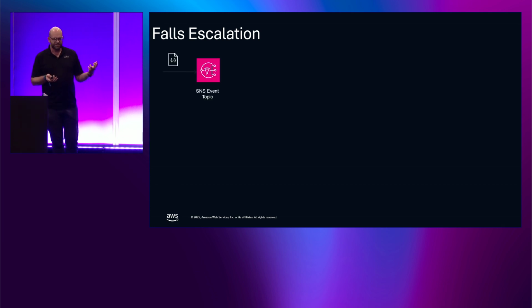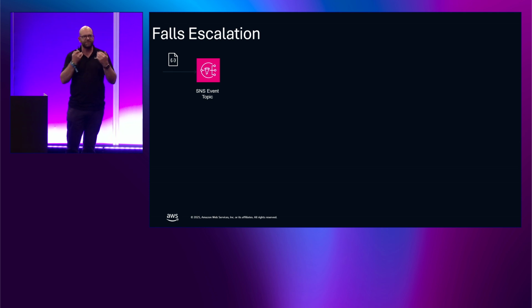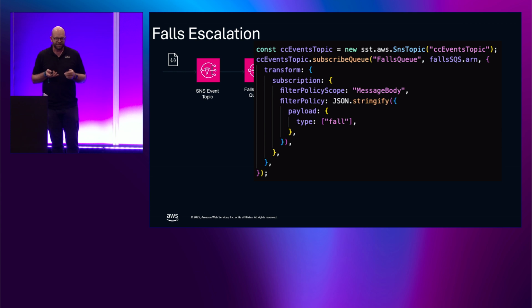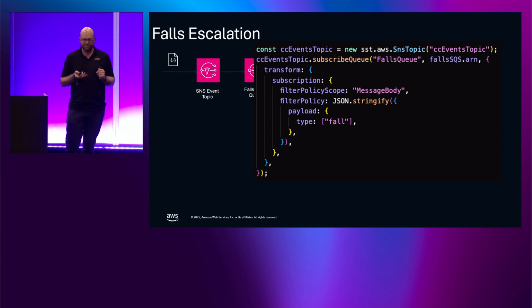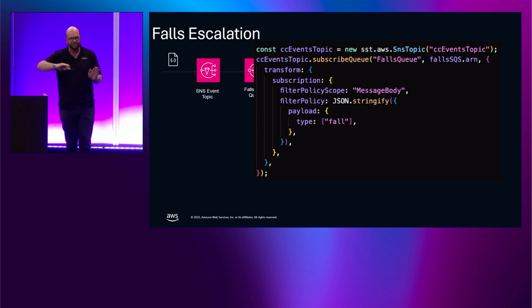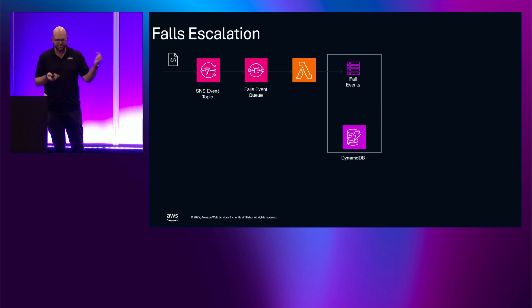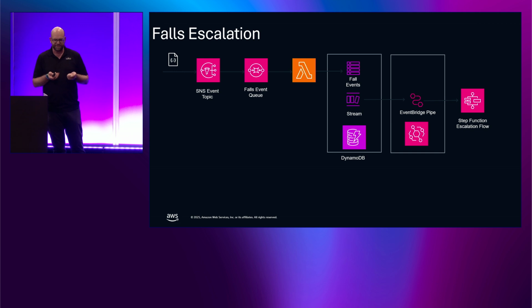So the final part of the solution is falls escalation. That's a key point because you need to be able to escalate to different levels of people to make sure that someone gets to the person who's fallen. So the falls alert will go to a SNS event topic, and you can actually have a queue that listens to a particular filter policy. So in this case, my payload type is a fall. I only care about fall alerts to go to my queue. So my SNS topic will go to a queue. It goes to Lambda function, and then it goes to a DynamoDB table.